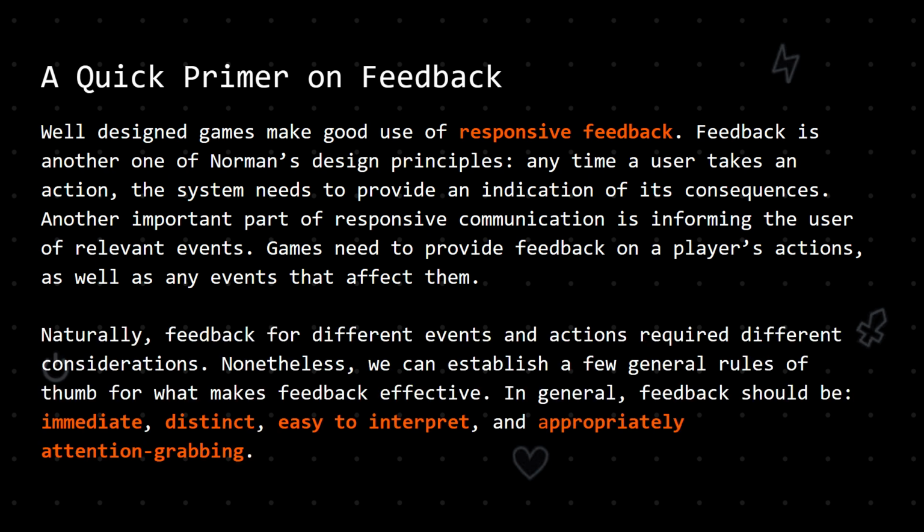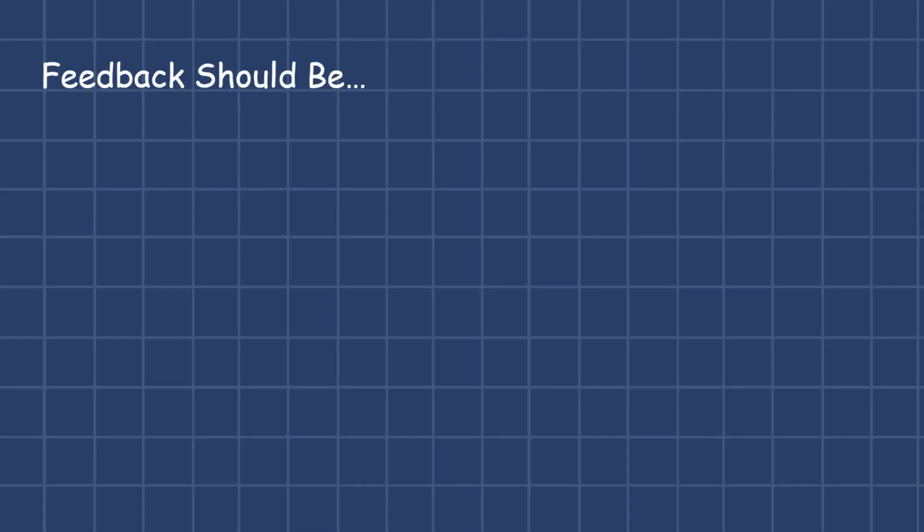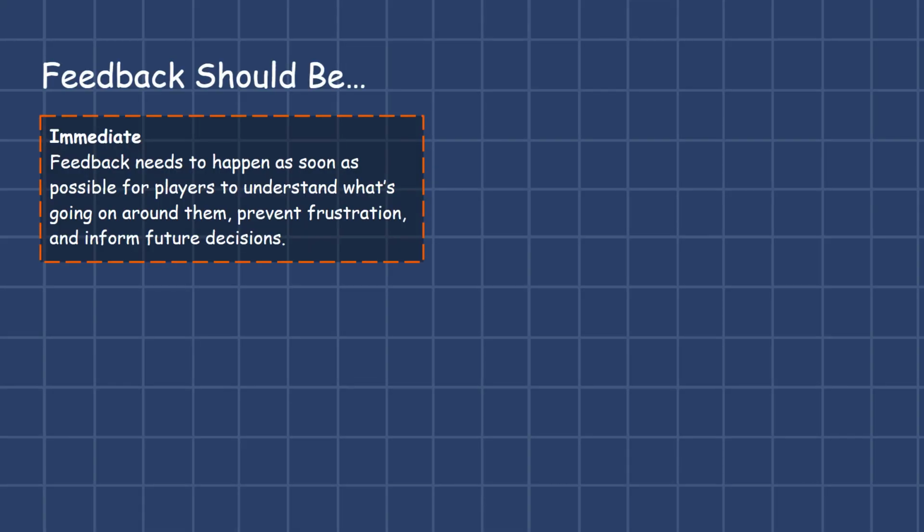Naturally, feedback for different events and actions require different considerations. Nonetheless, we can establish a few general rules of thumb for what makes feedback effective. In general, feedback should be immediate, distinct, easy to interpret, and appropriately attention-grabbing. Feedback should be immediate, which means that it needs to happen as soon as possible for players to understand what's going on around them, prevent frustration, and inform future decisions.